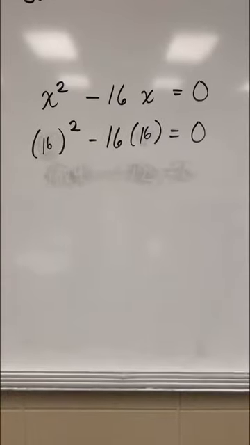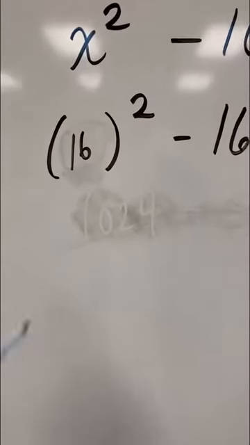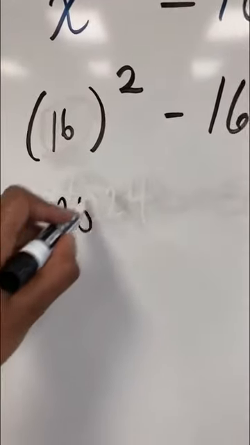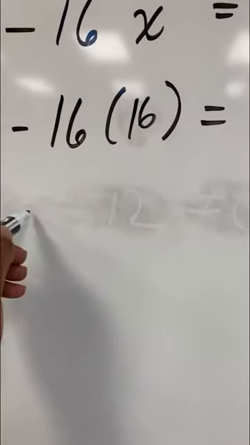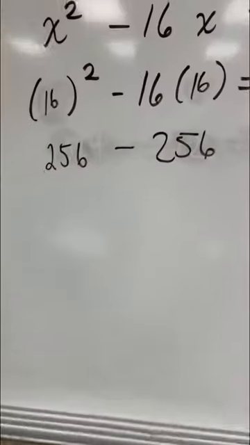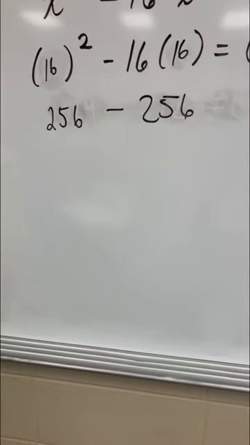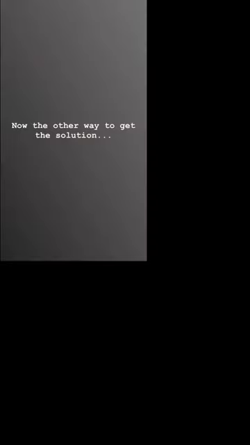So now try 16. 16 times itself is 256. All right, 256. Then look what I have here. I have a 16 times itself. Now I have a minus 256. And I think we all know that 256 minus 256 is 0. That is the solution.